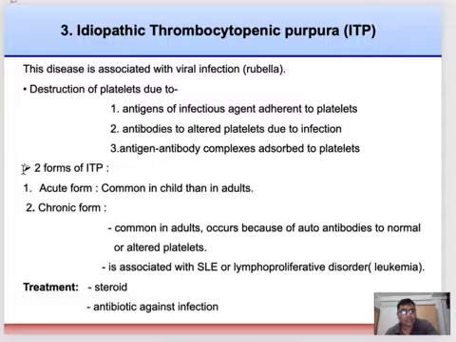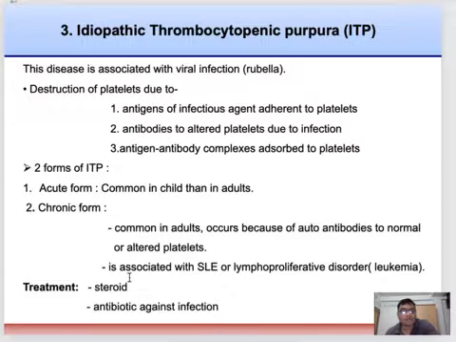And there are two forms of ITP. One is the acute form, which is very common in children, not in adults. And the chronic form is common in adults, and it occurs because of autoantibodies to normal or altered platelets.